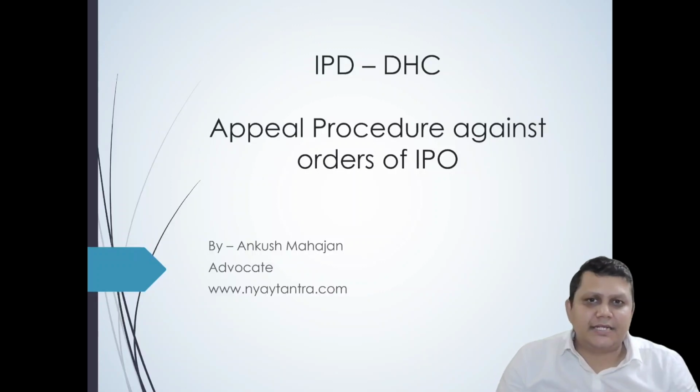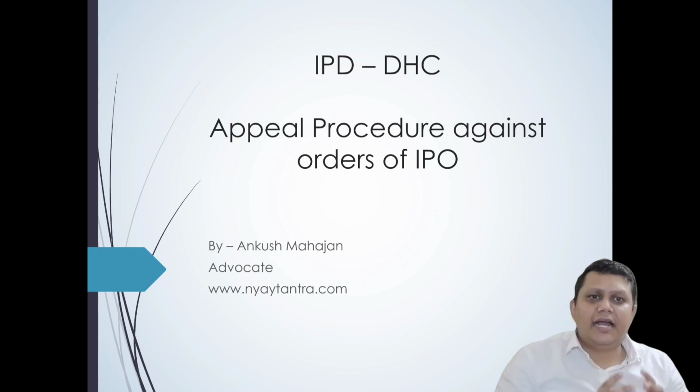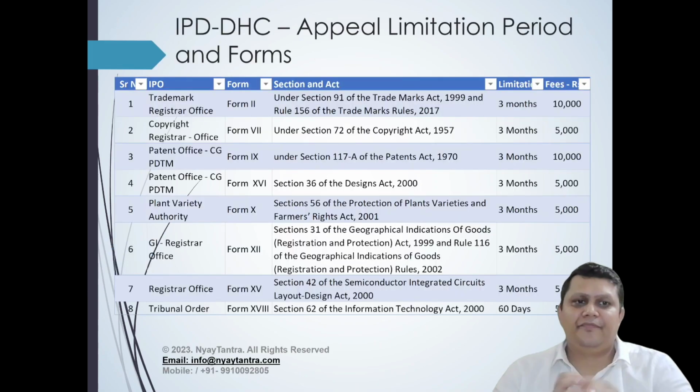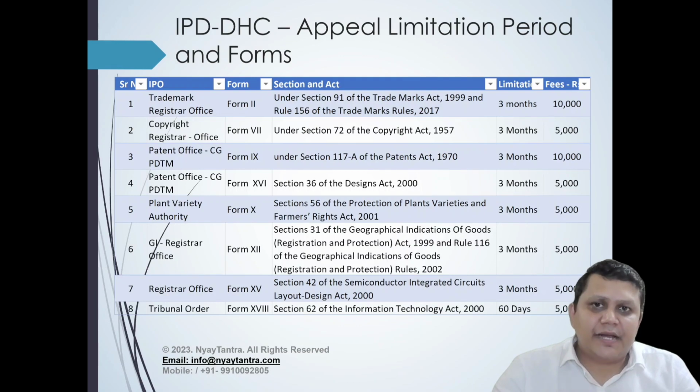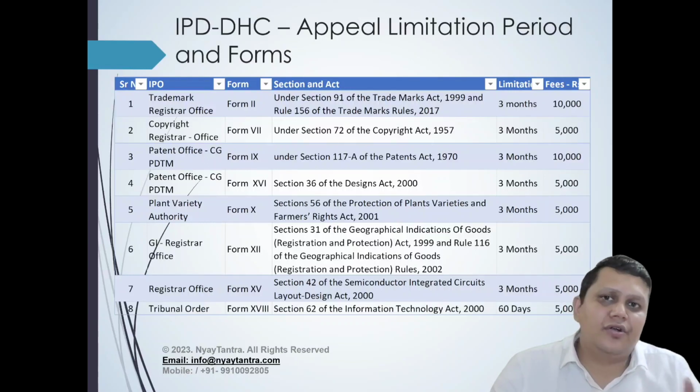In my last presentation, I discussed various sections of the intellectual property laws under which you can challenge the order or the decisions of the respective intellectual property offices in India. Today, I will discuss the procedural aspects of appeal proceedings before the Intellectual Property Division of the Delhi High Court. To understand the procedural aspects, we must identify which are the various forms we need to use while filing the appeal against the order or decision of the Intellectual Property Office in India.